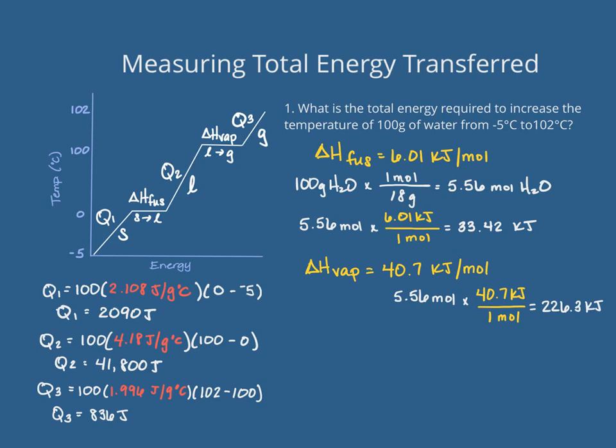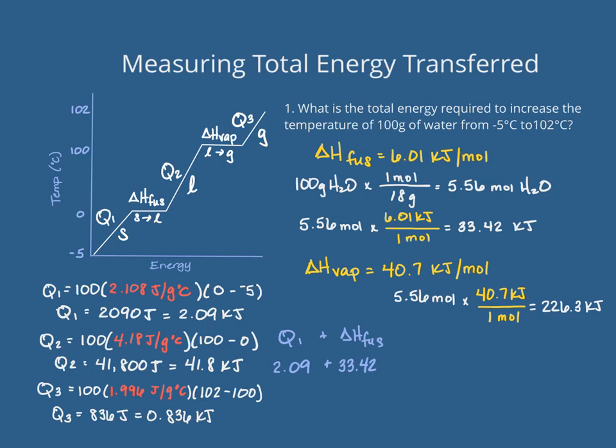It doesn't matter which one you go with unless they specifically ask, but I recommend converting your Q from joules to kilojoules, as I just find it's easier, and then you're dealing with smaller numbers. So remember, there are 1,000 joules in 1 kilojoule. So for each of your joules, you're just going to divide by 1,000 in order to convert from joules to kilojoules. So Q1 would actually be 2.09 kilojoules. Q2 would be 41.8 kilojoules. And Q3 is going to be 0.836 kilojoules.